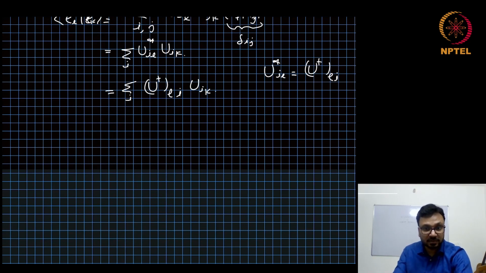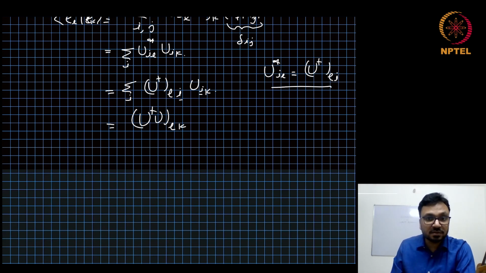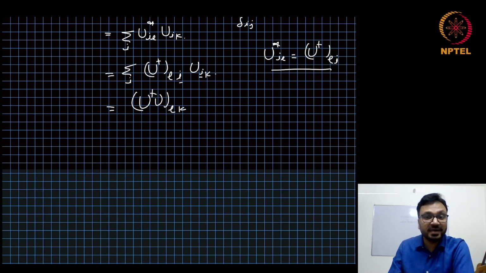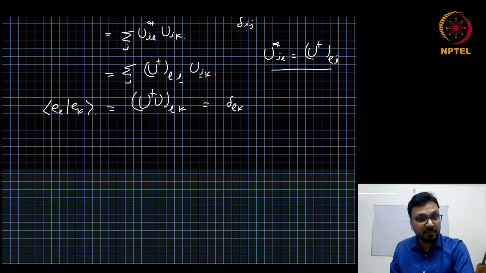Okay, this is the identity we have used. Now we have u dagger li times u ik. So the right index and left index match, and the summation is over that matched index. So it will be a product of the two matrices, u dagger u, and the lk element of that. But u is a unitary matrix. This is the condition of the singular value decomposition. So u dagger u is identity, so the lk element of u dagger u is delta lk. So from here we can see that EL, EK are orthonormal states.